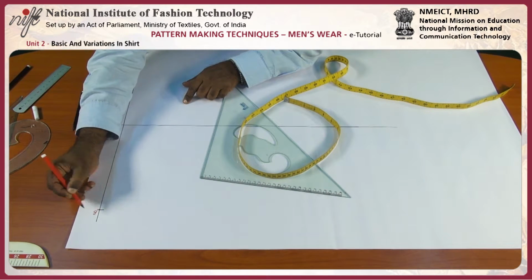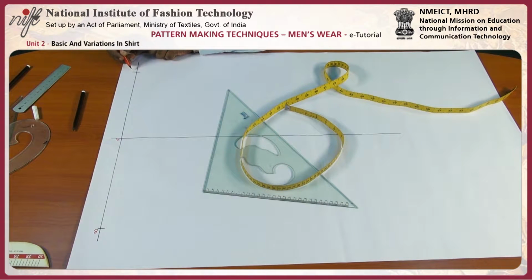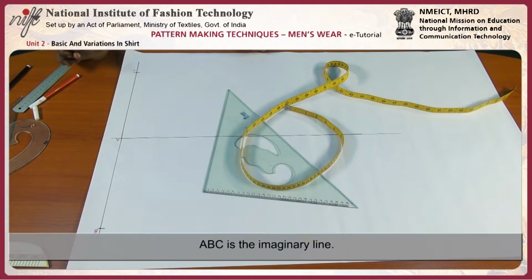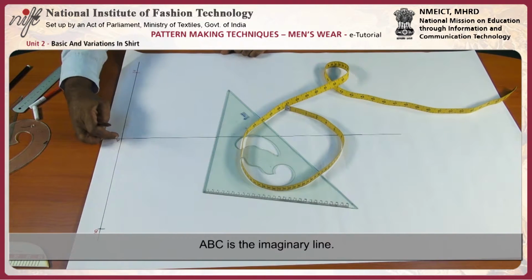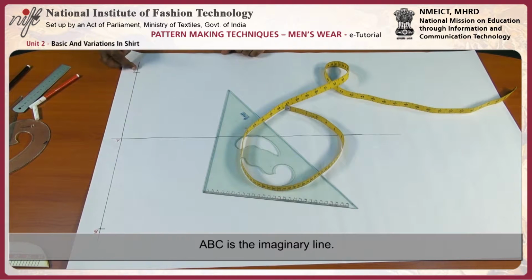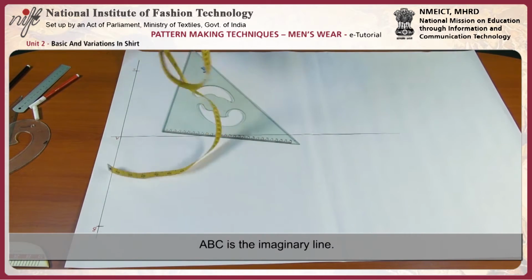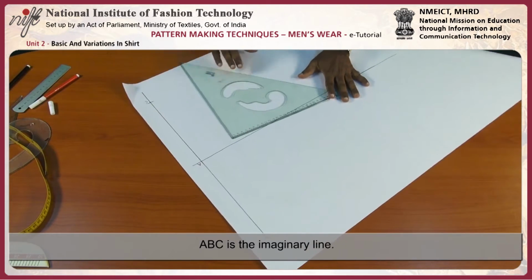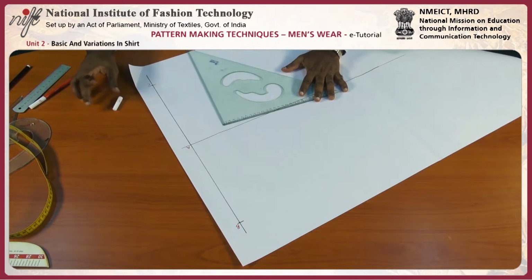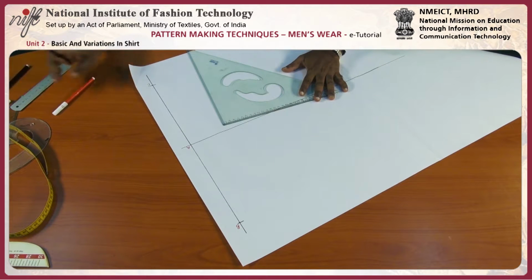Point B and point C. AB and AC are called imaginary lines. BC is also an imaginary line.